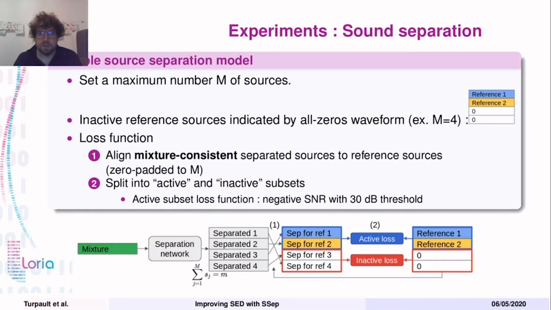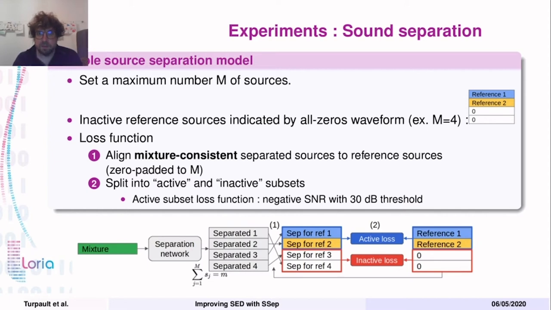Now regarding the sound separation, we are using a variable sound separation model. So we start by setting a maximum number of sources. Here we choose to set the number to 4. And then active sources are indicated with waveforms that are non-zeros, and inactive sources are indicated with waveforms that are zero. To compute the loss function, we first align mixture consistent separated sources with the reference sources, so the blue and the yellow sources here in the figure at the bottom. And then we pad all the sources to M sources with zero sources.